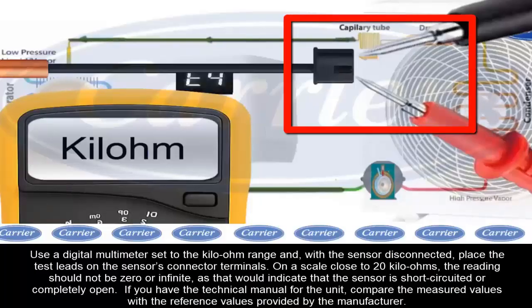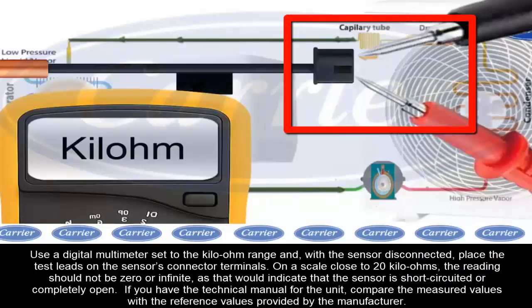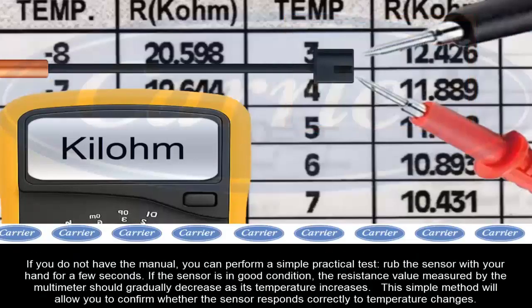The reading should neither be zero nor infinite, as that would indicate that the sensor is short-circuited or completely open. If you have the technical manual of the unit, compare the readings obtained with the reference values indicated by the manufacturer. If you do not have the manual, you can perform a practical test.